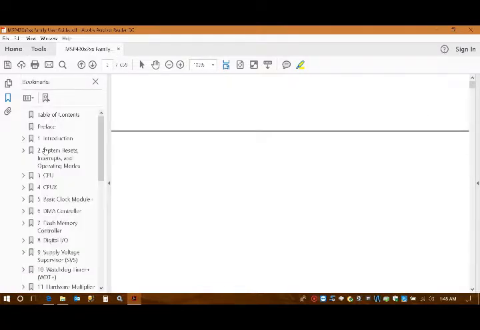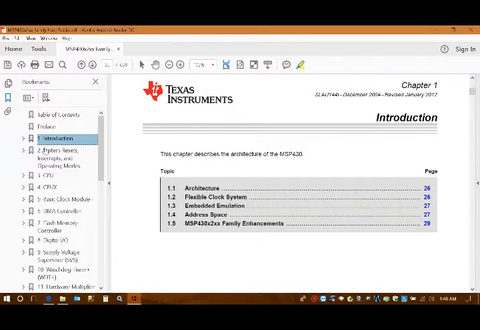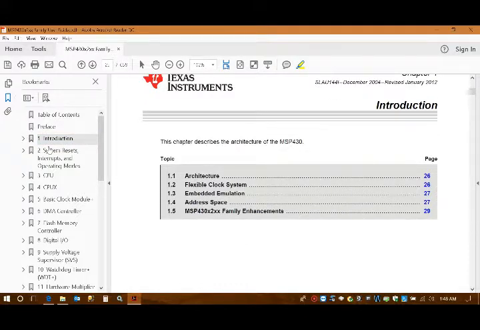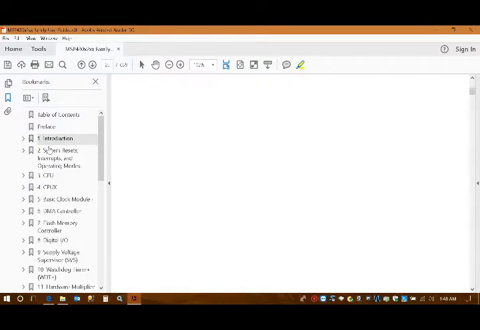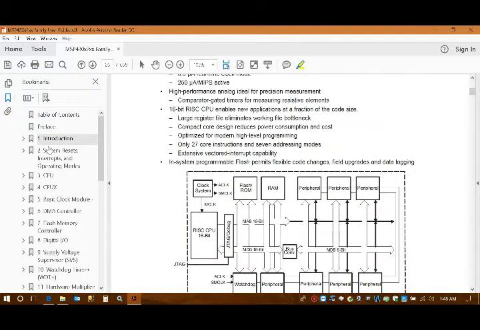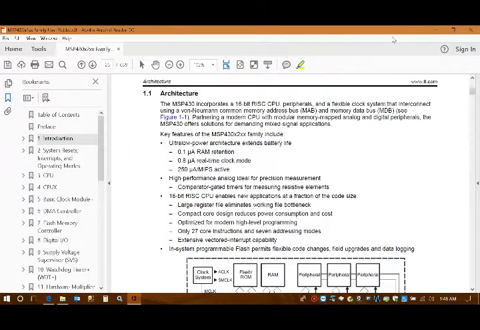So now let me go to the introduction. First comes the architecture. Like every microcontroller, the architecture has the same things. I'll just go through it very briefly because these are very boring things. I don't want to make you go into all these details, because that is your work to do. You're going to download this. If you need, take a printout, and it's your job to go through each and every detail of the architecture.